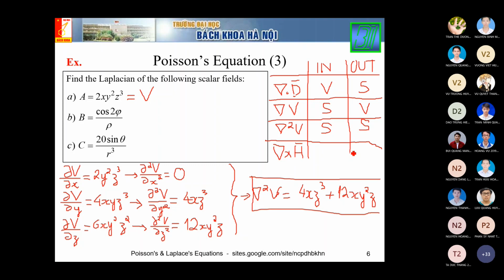Now for the last operator, can you guess the input and the output of the last operator? Both vector. That's right. By considering the first three operators, you can guess that the last one will be vector and vector for both the output and the input.